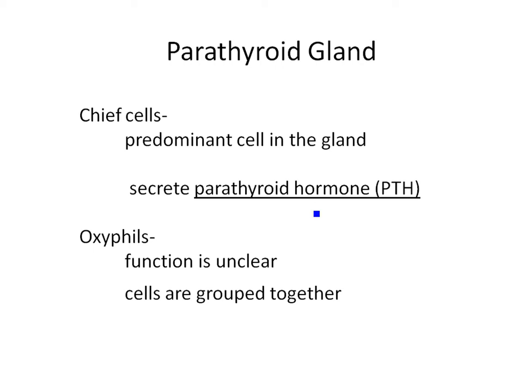The other cell type you have is the oxyphil cell, and their function is really unclear. We know that during puberty, the oxyphil numbers increase, and then as you start to age, the oxyphil numbers decrease. But we know the cells are grouped together, but we really don't know what they do. The other thing that you'll have in the parathyroid gland is adipose tissue, and that starts increasing with age. You know, you start depositing more fat in your gut and your butt, and now they're going to put it in your parathyroid gland. Aging just sucks all around.